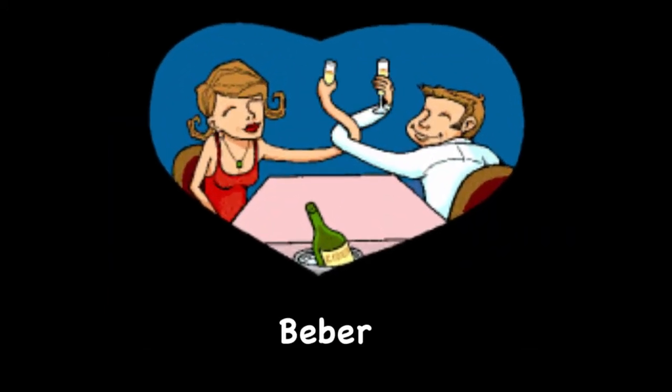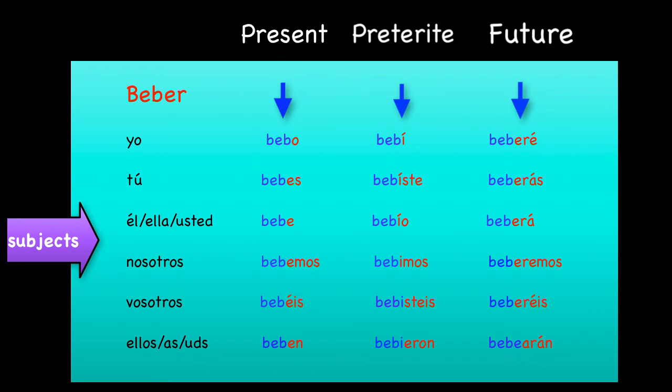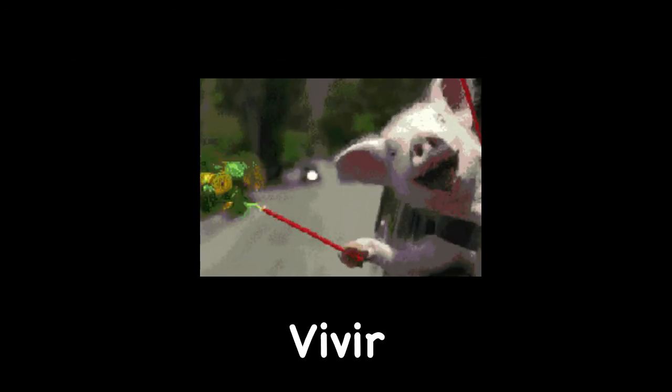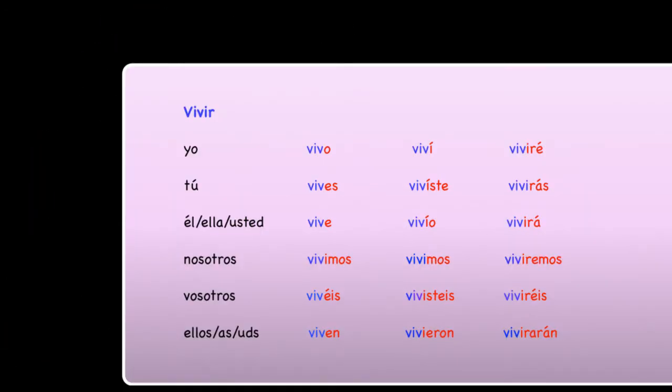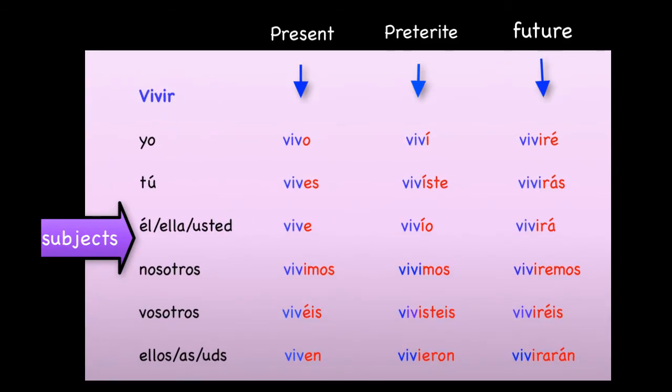The verb beber means to drink. This is an ER verb that has different endings depending on the verb tense and the subject it modifies. The verb vivir, to live, is an IR verb. It has specific endings in each verb tense. It also changes depending on the subject that it modifies. Obviously, to memorize all these endings is something that is going to take you some time, and we're going to do this in future tutorials.